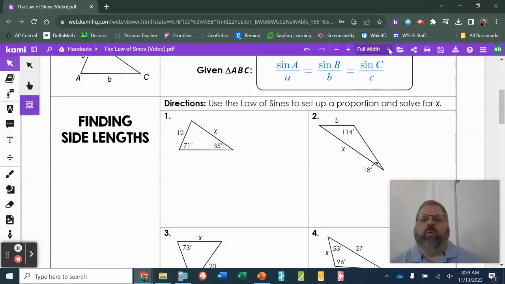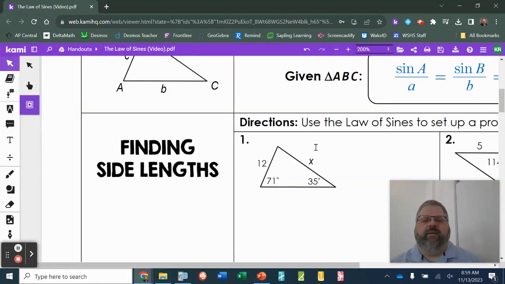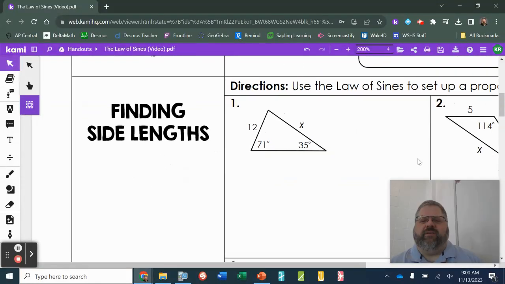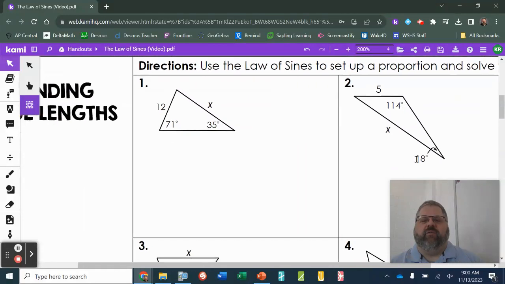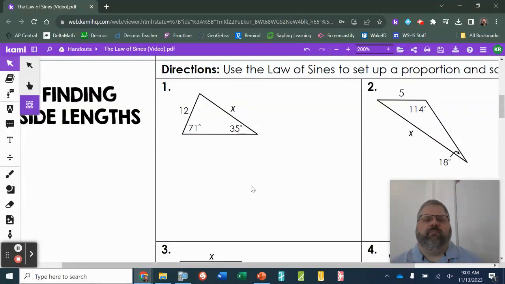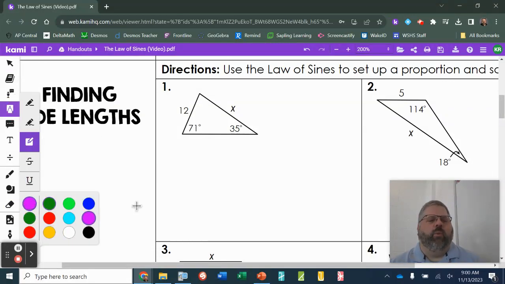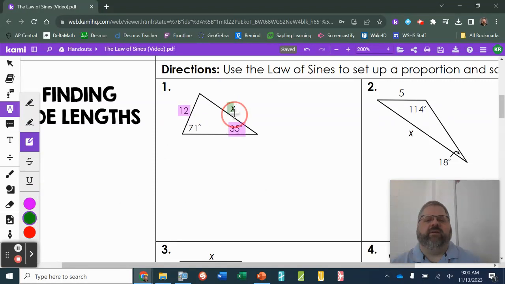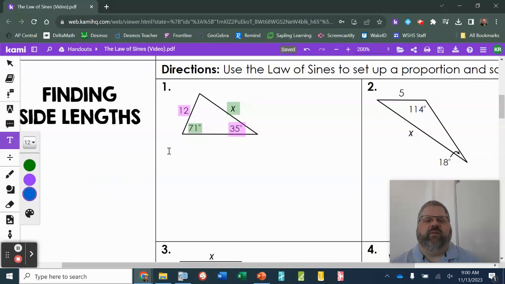So let's take a look at number one. Let's zoom in on that. So we are asked to use the law of sines to set a proportion and solve for x. What I'm going to do here is I always like to highlight which side and angle are opposite of one another. So here, for instance, the side labeled with a length of 12 is opposite of the 35 degrees, and the side labeled x is opposite of the 71 degrees. This helps me write my equation using the law of sines.